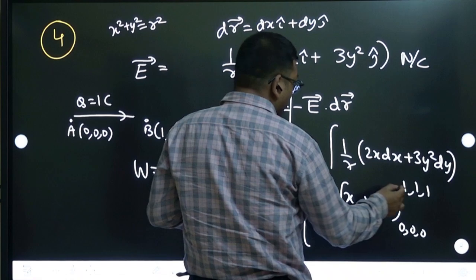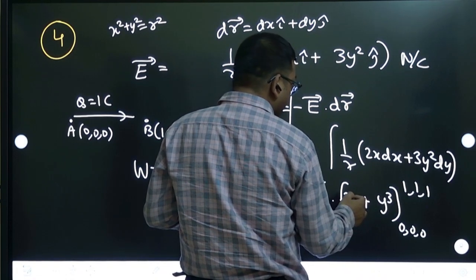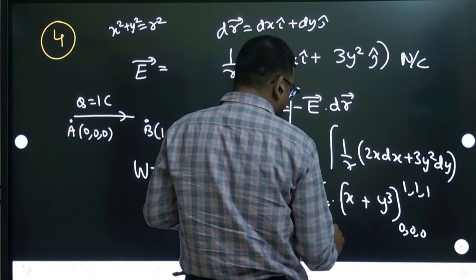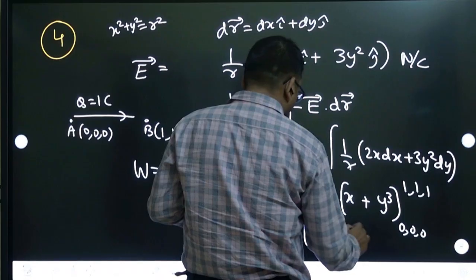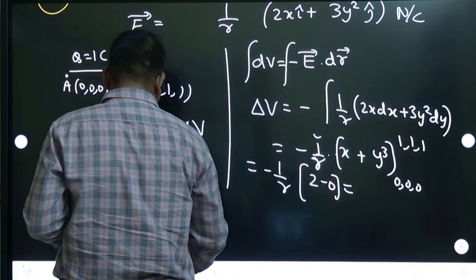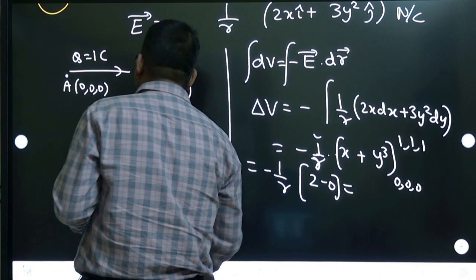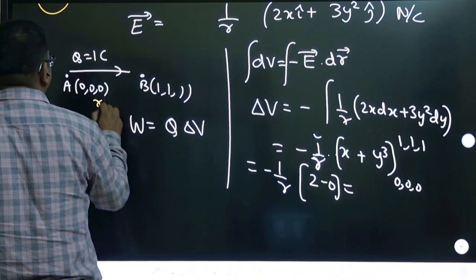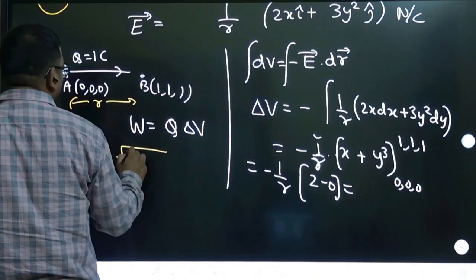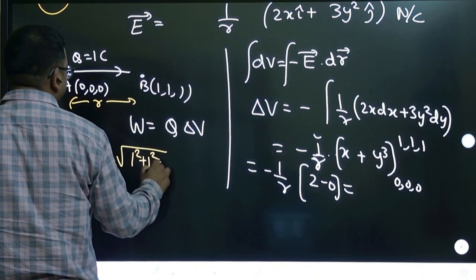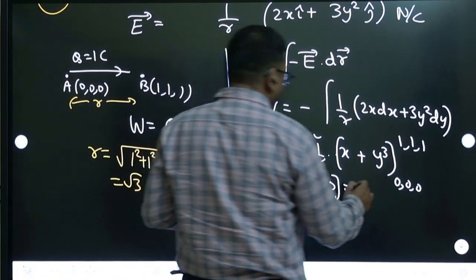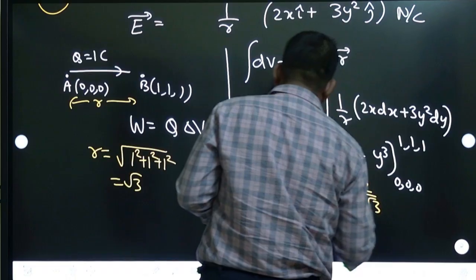Substitute the upper limit 1, 1, 1, so 1 plus 1 will become 2, and then minus 0, so 2 minus 0. If I consider 1 by r as the distance between A and B, this distance AB is r. So what will be r? Root under 1 square plus 1 square plus 1 square, that means it will become root 3. So this will be 2 by root 3, that is the change of potential.